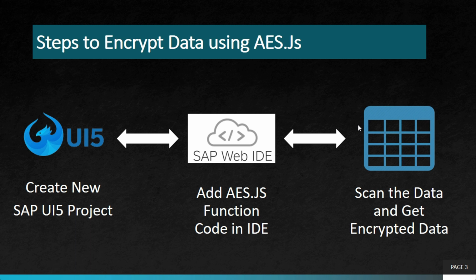So to showcase what exactly is the flow of AES JS, you can see on the screen that we have the creation of a new SAP UI5 project. So we'll create a basic project and then we'll add AES.js functionality in that particular project. And then we'll use the script to scan the data and get encrypted data. Fine. And again, we'll use the same scripting file to decrypt the data.